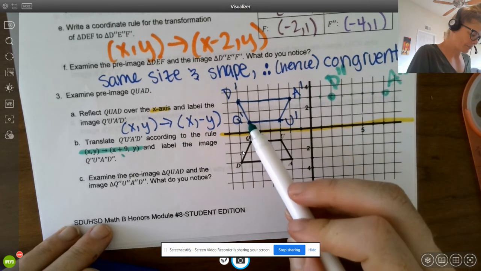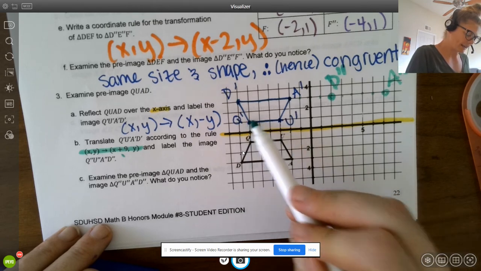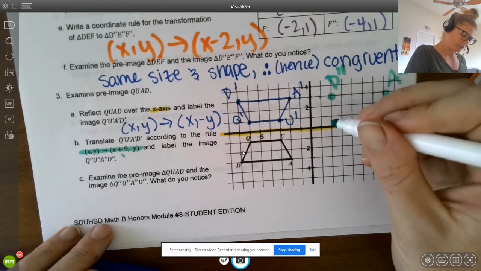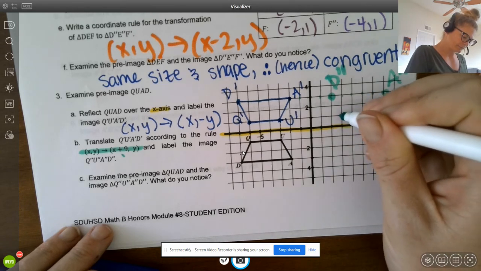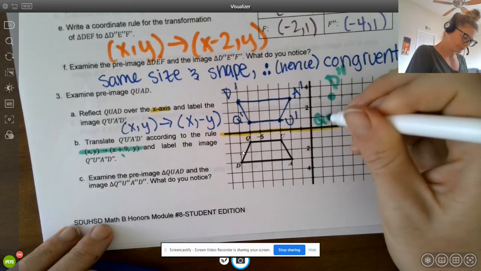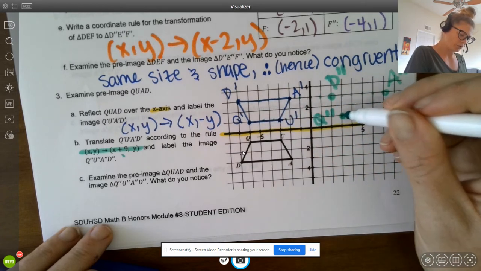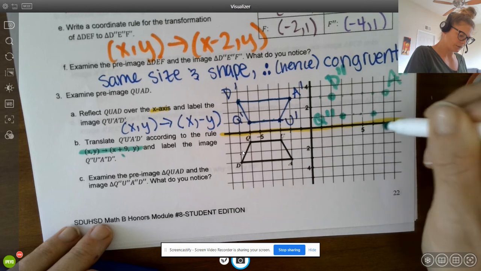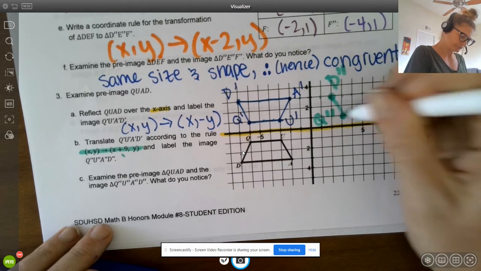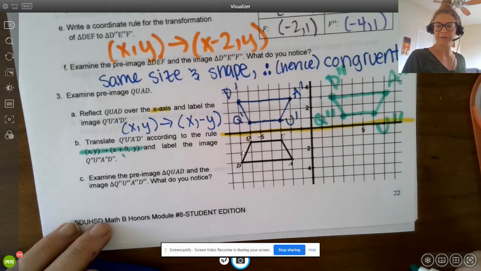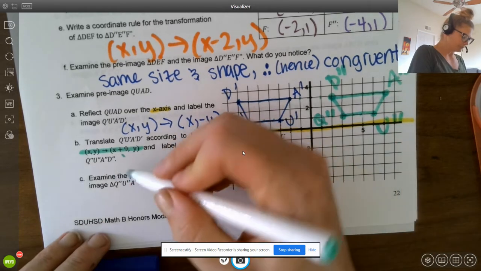You can also use some simple math. Q prime is at -6. -6 plus 9 is going to get you to 3. And you can always just count 1, 2, 3 to get to U double prime. Notice we have still congruent figures. This is a rigid motion.